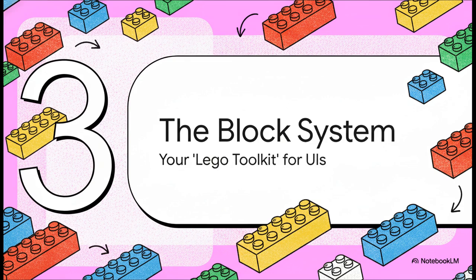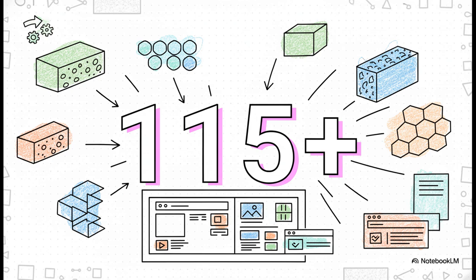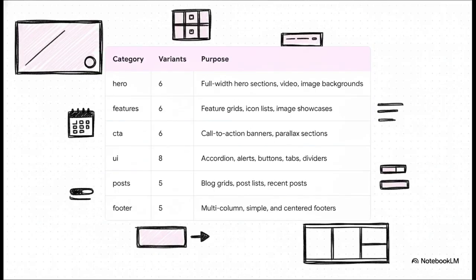Now for the real heart of XBB, the block system. Honestly, the best way to think about this is like having a massive Lego toolkit for building your user interfaces. Just look at that number. Over 115 pre-built, production-ready blocks based on Bootstrap 5. This isn't about building from scratch anymore. It's about assembling professional-looking layouts quickly and really efficiently. And the variety here is just incredible, with over 21 distinct categories of blocks. You get everything from hero sections and feature grids to calls to action, blog post layouts, and multi-column footers. Basically, whatever you need to build, there's probably a block ready and waiting for you.